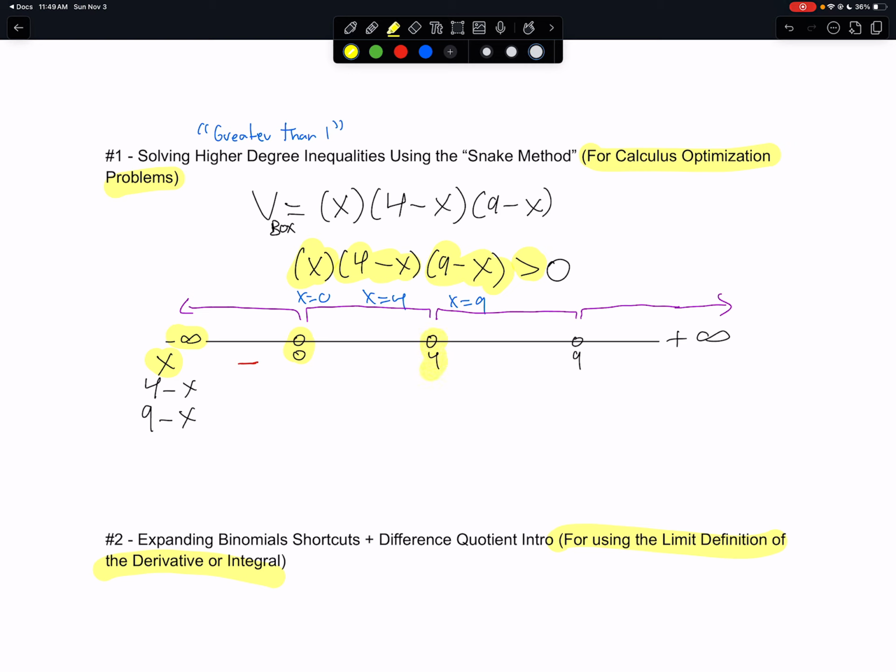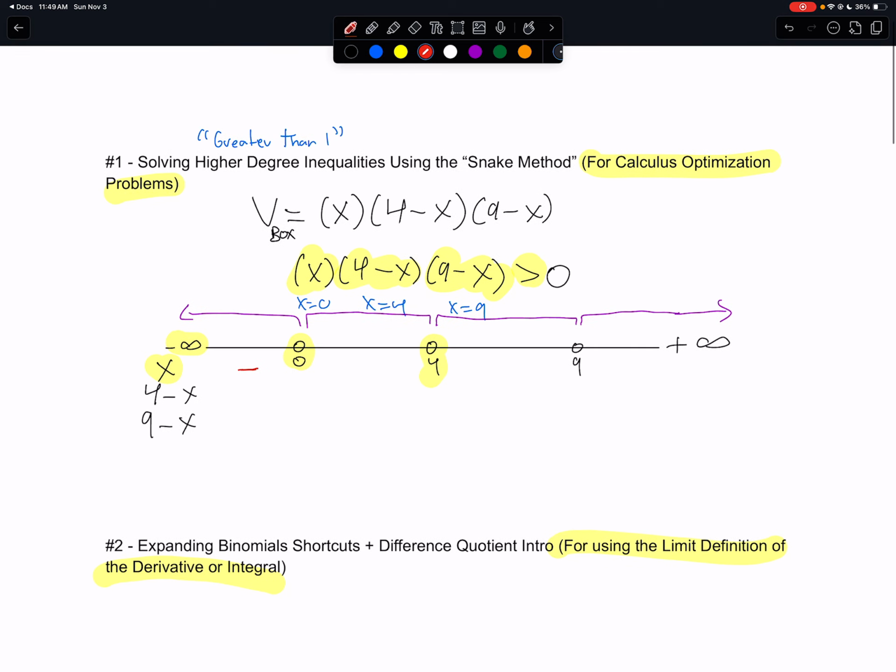Let's do the same thing with this subinterval from 0 to 4. Plug in any value for x between 0 and 4. I'm going to pick 1. That will be positive, so I'm going to put a plus sign here. Then, from 4 to 9, I'm going to pick 5. That'll be positive as well. And then from 9 to infinity, I'm going to pick 10. This will also be a positive value, right?